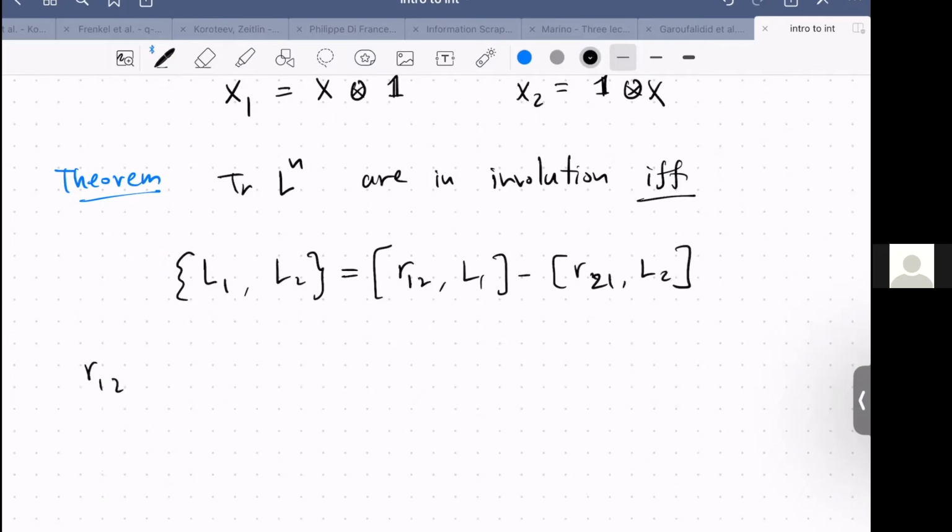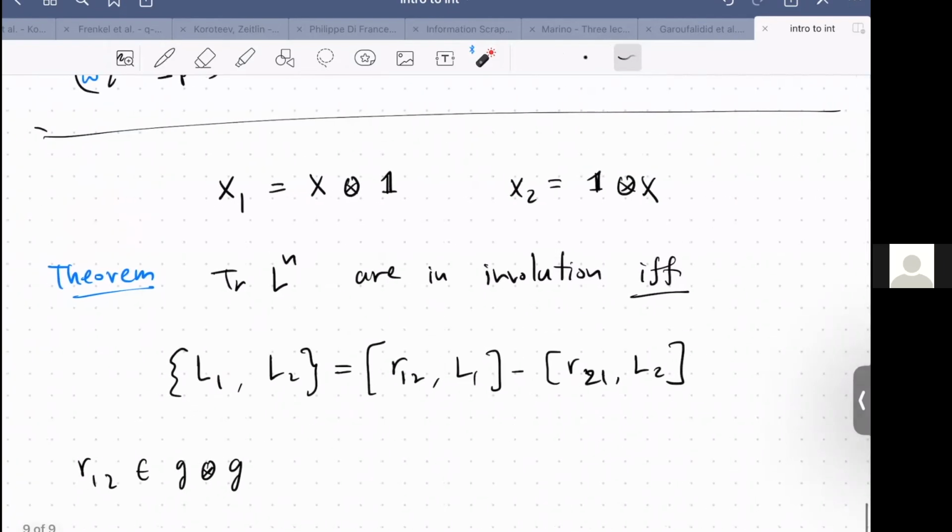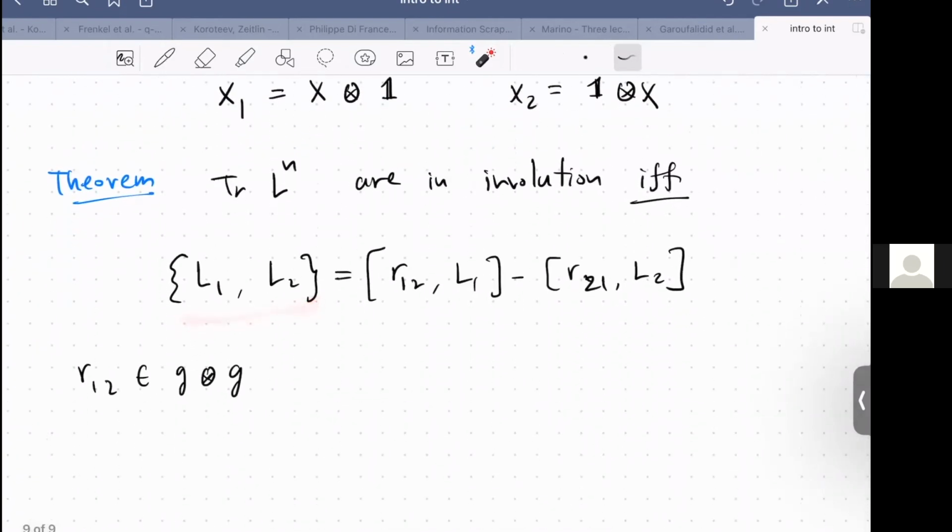Now R12 is an element of Lie algebra tensor Lie algebra. So recall that L is valued in Lie algebra. L1 is valued in Lie algebra times identity. So this whole thing is valued in Lie algebra tensor Lie algebra. So this equation is valued in this vector space, and R21 is a permutation composed with R12.